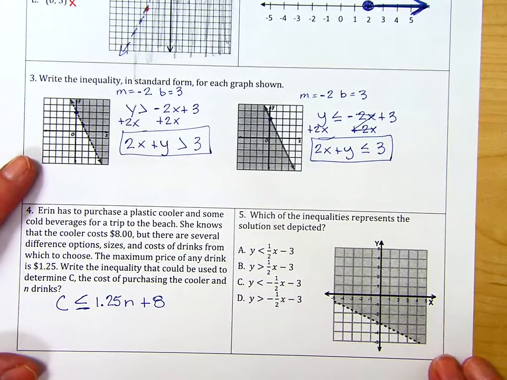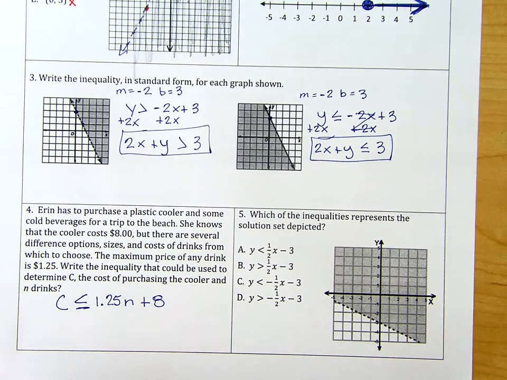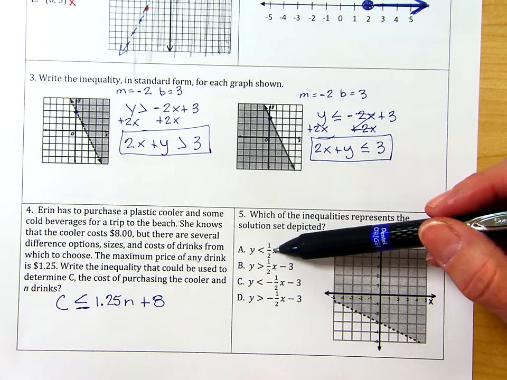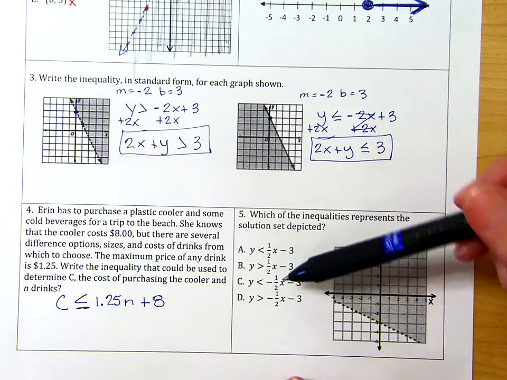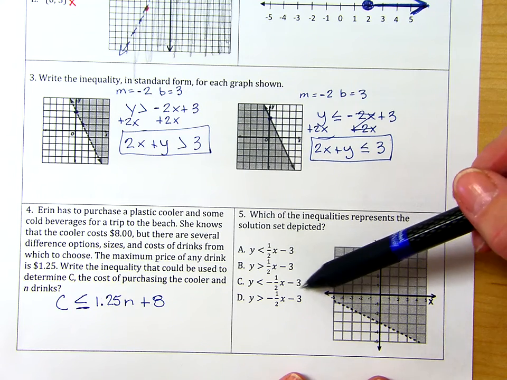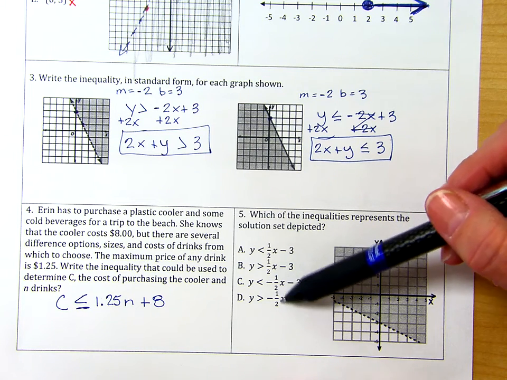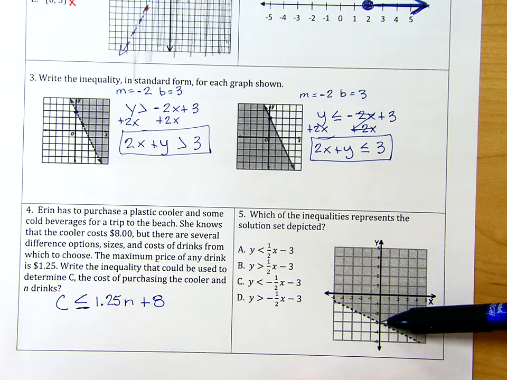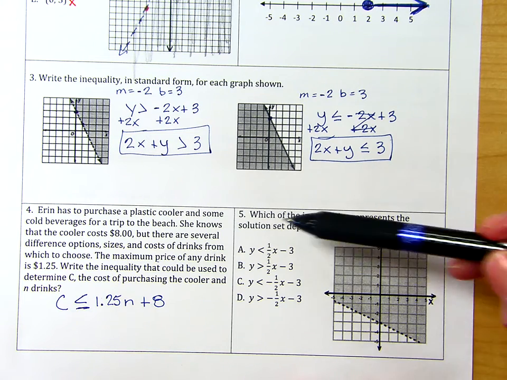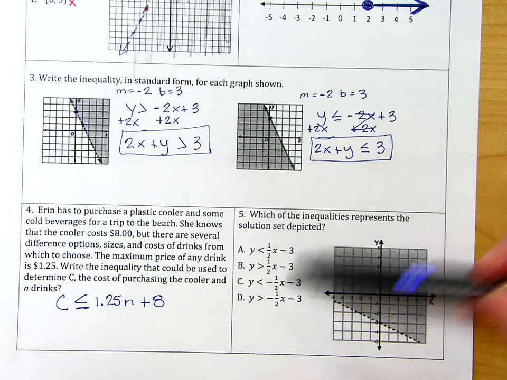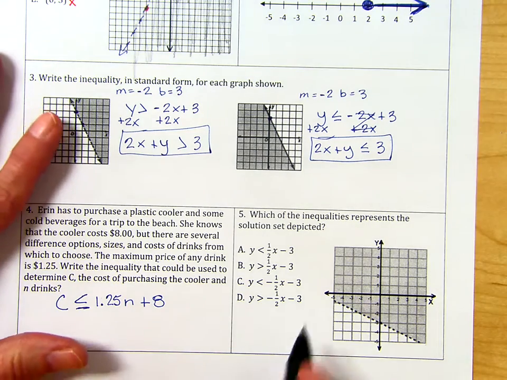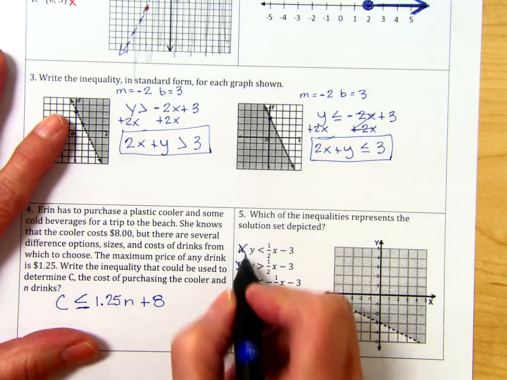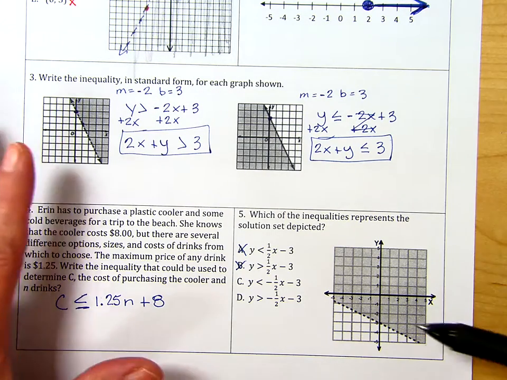For number 5, which of these inequalities represents the set depicted? So we have y less than 1/2 x minus 3, y greater than 1/2 x minus 3, y less than negative 1/2 x minus 3, and y is greater than negative 1/2 x minus 3. So apparently negative 3 is my y-intercept, and is my slope positive or negative? In this case, it goes down from left to right, so I have a negative slope, so I'm not going to choose A or B.